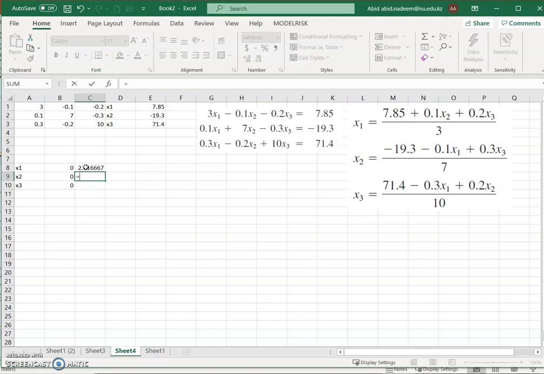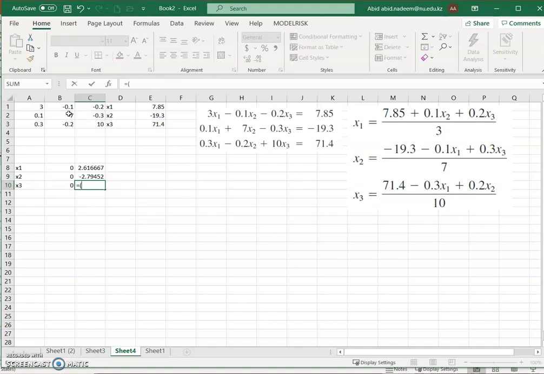Similarly, the value for x2 will be equal to this value, minus this value times x1, and x1 will be this value, and then minus this value times the value of x3 which will be here, and then closed. And then divided by this coefficient. So it will be minus 2.79.